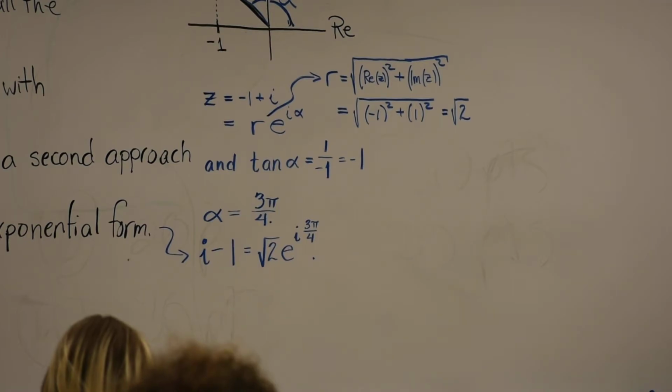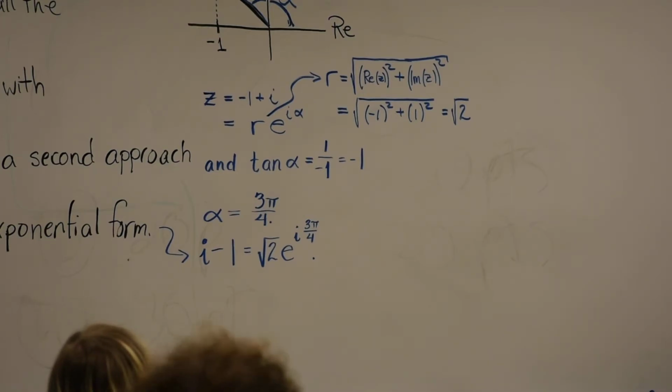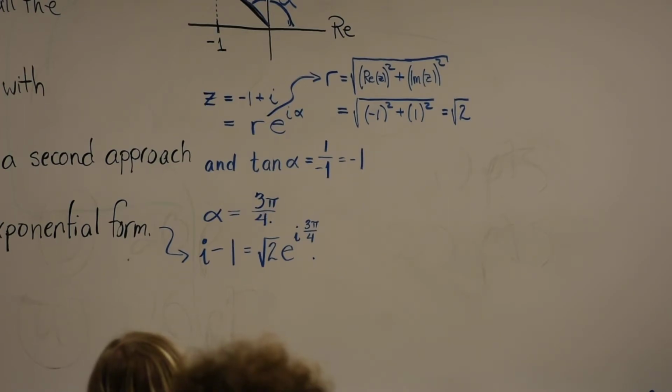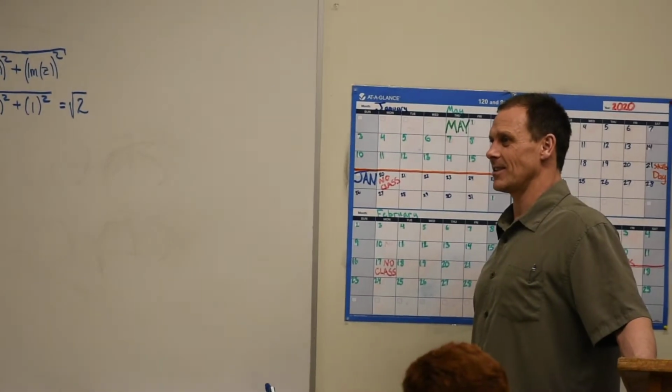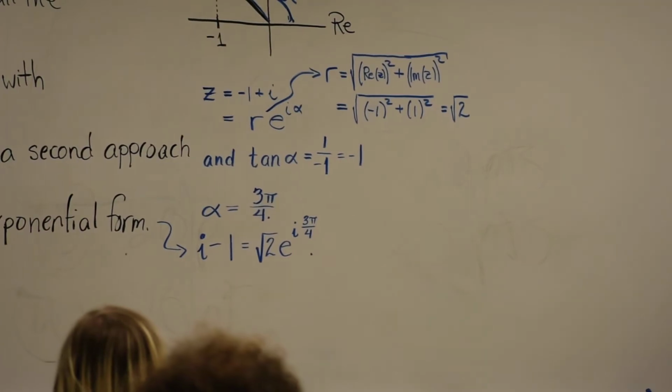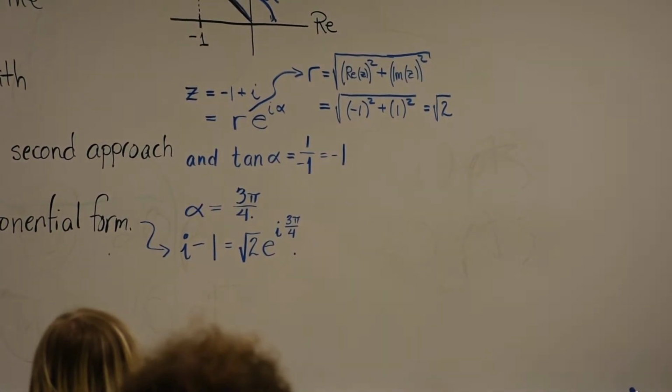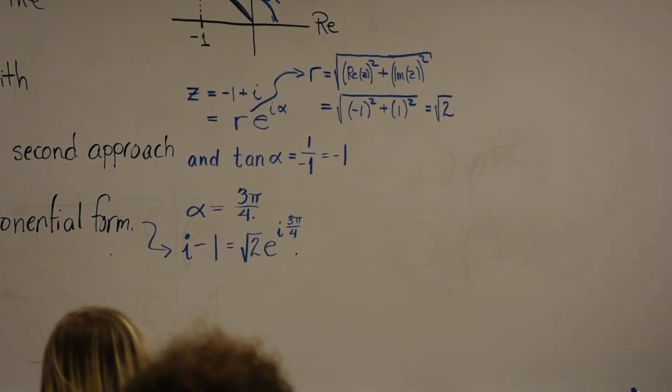Is alpha always pi minus the other angle? No. That would just be this problem, because if we had changed a, it would have been different. Yes, the angles work exactly as you expect. Good. Okay.